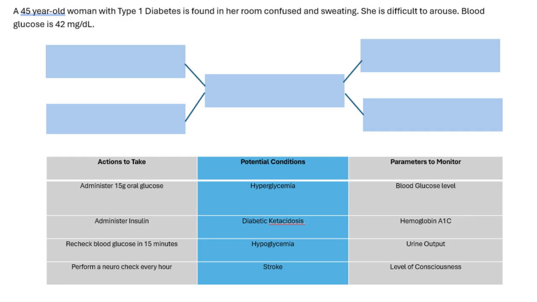The correct response: condition in the middle, hypoglycemia. Actions on the left: administer 15 grams of oral glucose and recheck glucose in 15 minutes. Parameters on the right: monitor level of consciousness and blood glucose level.